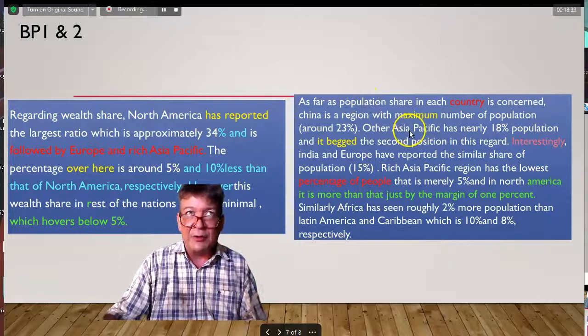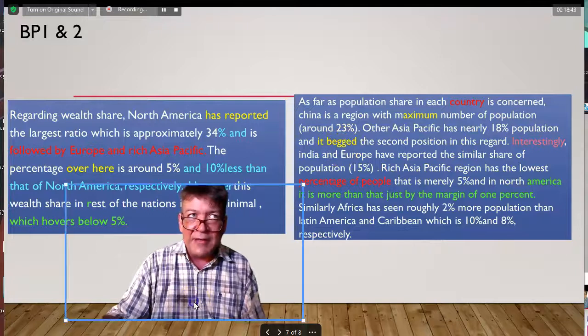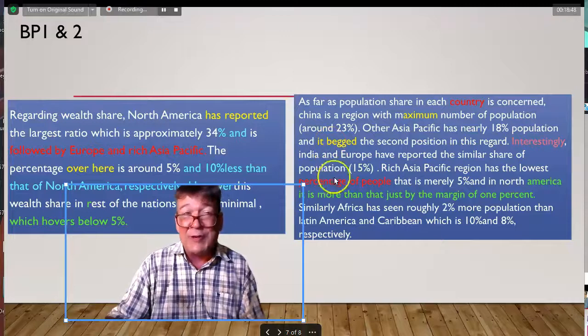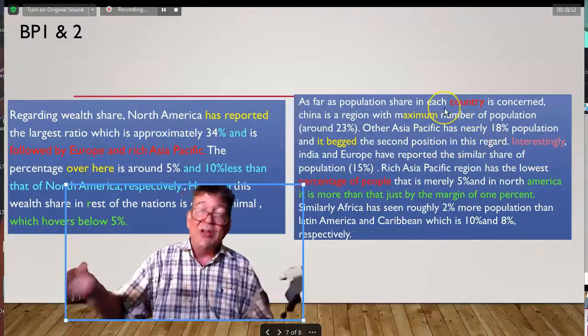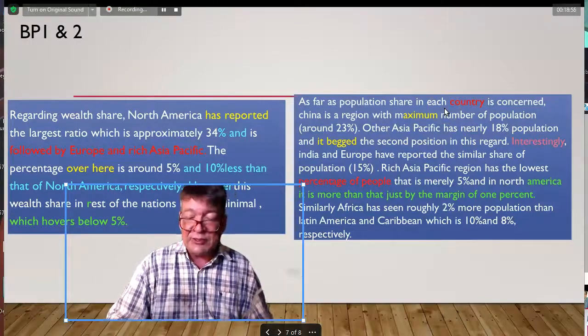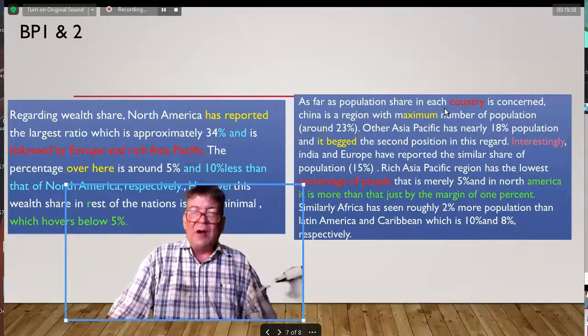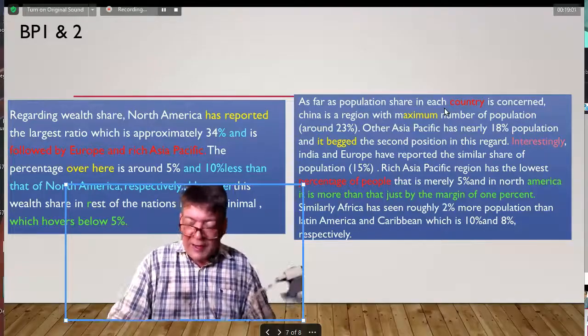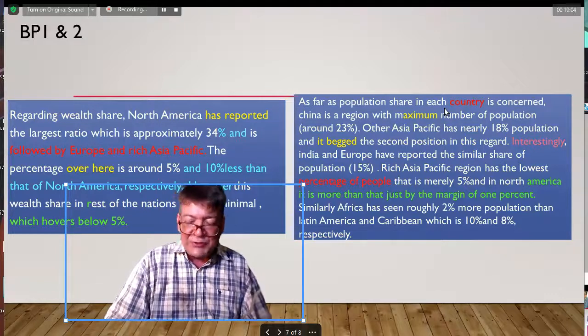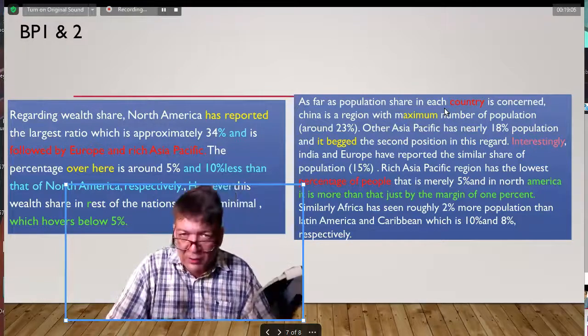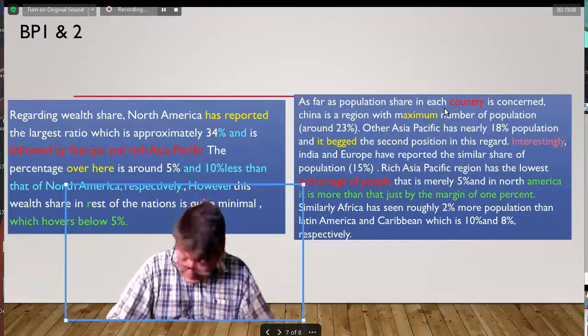Other Asia Pacific, there goes, now the hyphen's gone, has nearly 8%, and it begged, no, you ever heard anybody use this word in this way? Okay. If you look it up in the dictionary, it might fit the sentence, but nobody uses begged in this manner. Interestingly, nothing is interesting in task 1. IELTS, whoever, if they say use interestingly, they are wrong. Unless it truly is interesting.